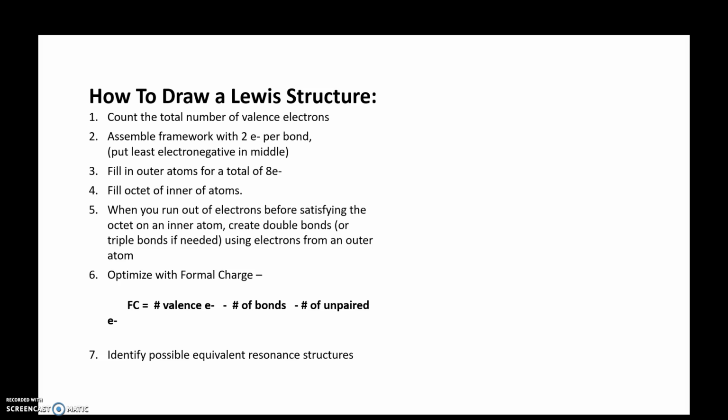In some cases, you will need to optimize with formal charge, and we calculate formal charge for each atom by counting the number of valence electrons, subtracting off the number of bonds, and then subtracting the number of unpaired electrons. Number 7, identify possible equivalent resonance structures. I'm going to show you some examples.